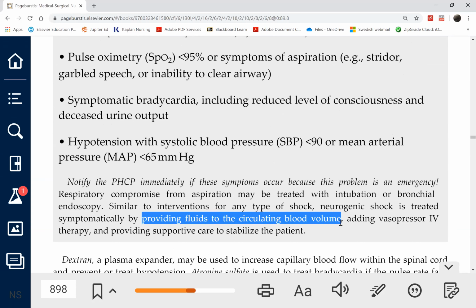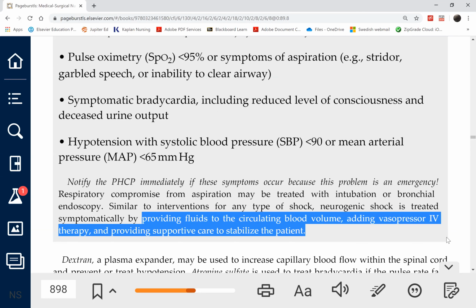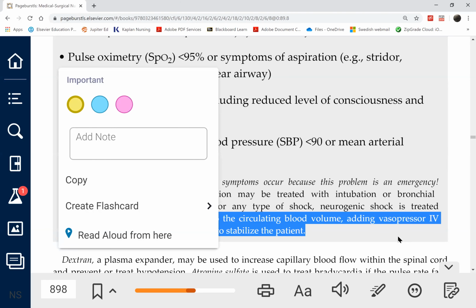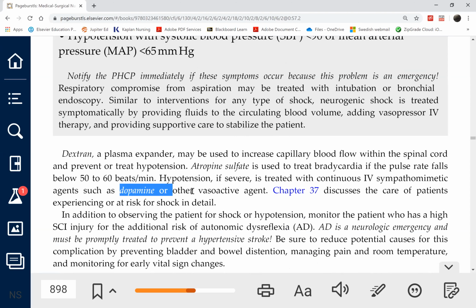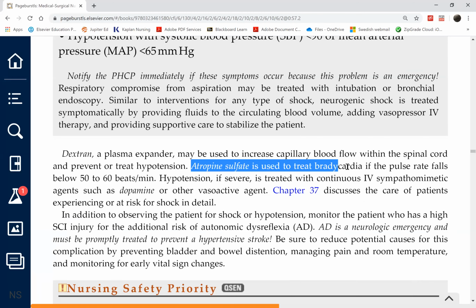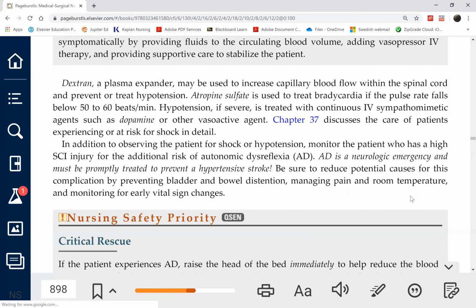However, if they don't respond to the fluids, what will be added? Okay, we will add vasopressors. Give me an example of a vasopressor. No. In this instance, okay, dobutamine, dopamine will be added. So right here, dopamine or another vasoactive agent, another vasopressor. Here's atropine to treat your bradycardia. And that's it. We just took care of a patient in anaphylactic shock and in neurogenic shock.